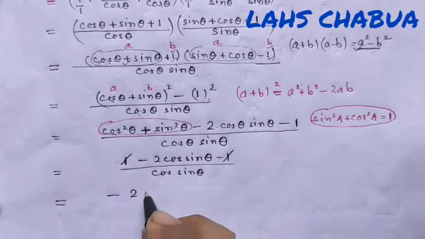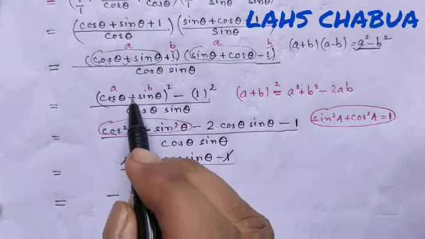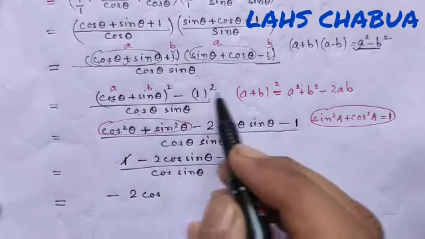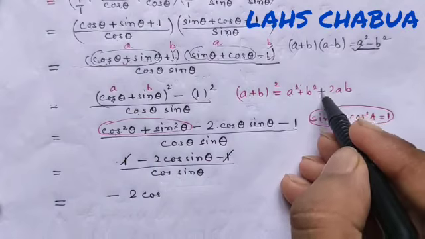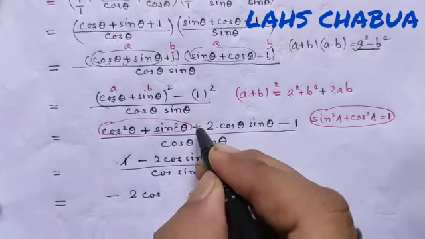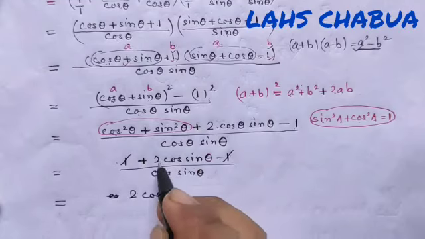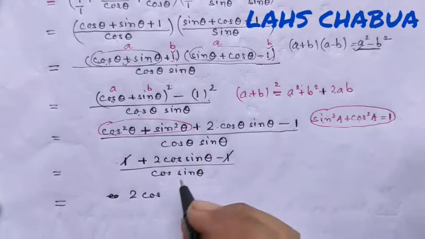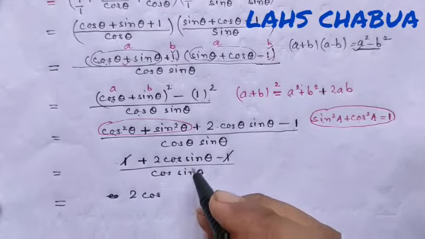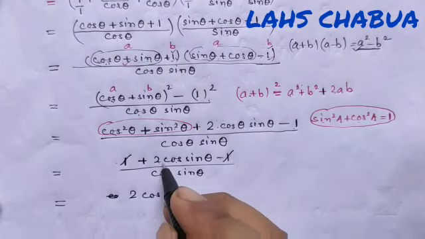Oh sorry, a little mistake here: A plus B whole square should be plus here, sorry, it should be plus. So what is left here? Positive 2 cos theta sin theta. So in this step you can cancel, or let me write the next step.